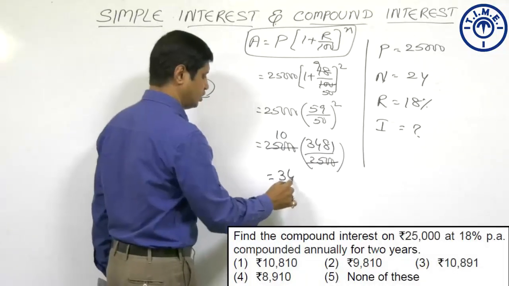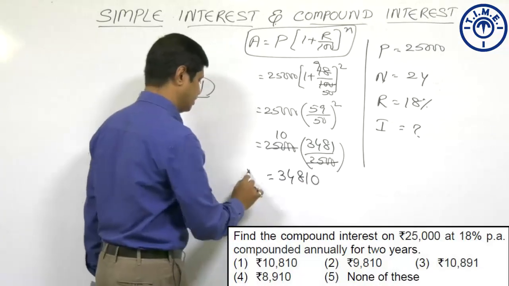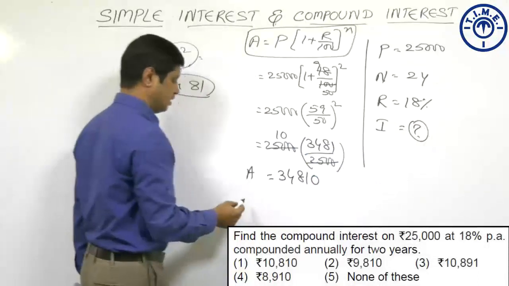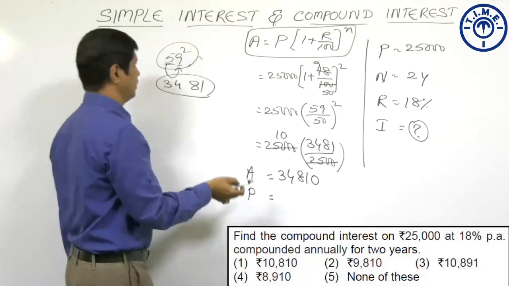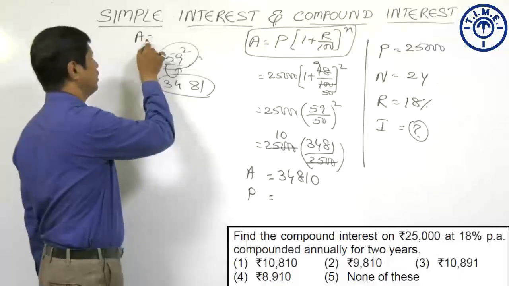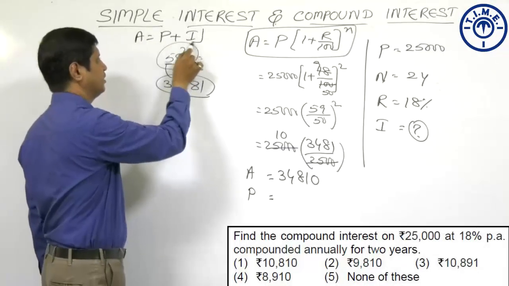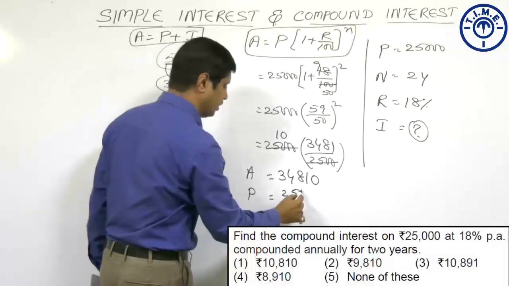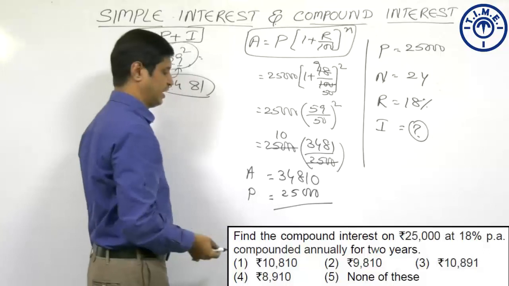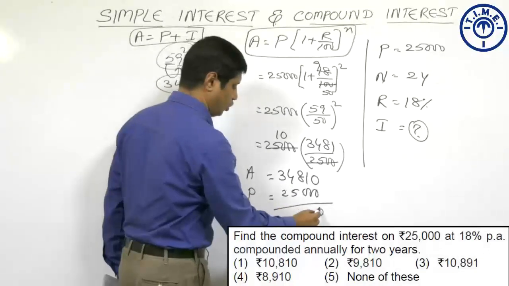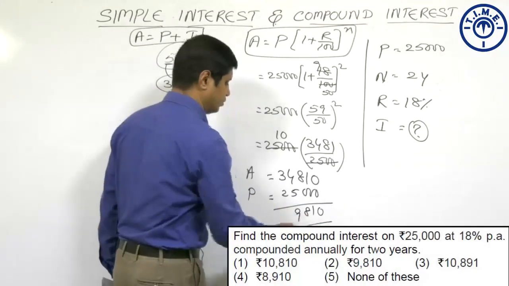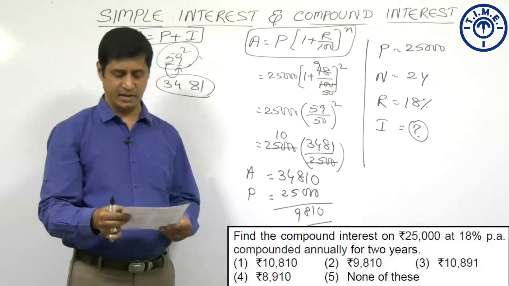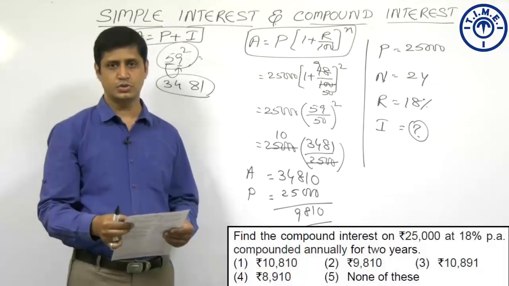The amount value is 34,810. This is the amount. What to find? Interest is to be found. To find interest, we subtract the principal from the amount. Amount is equal to P plus I, meaning principal plus interest. Now, the value of principal is 25,000. Subtracting this, when you subtract, 0, 1, 8, 9. So, what is the compound interest? Compound interest is 9,810. The option is choice 2.